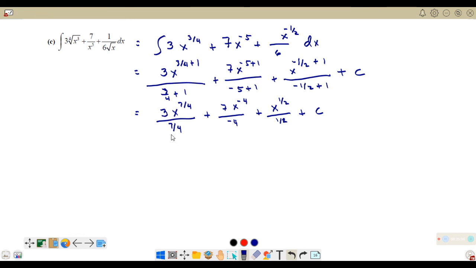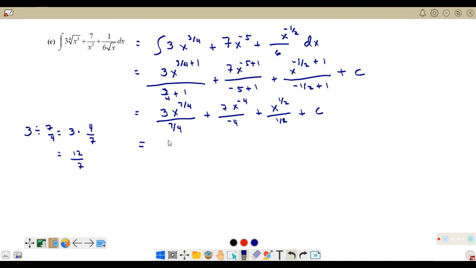Ayan. O, fraction ulit tayo. So, meron tayo dito 3 divided by 7 over 4. Rules of fraction, you are going to change your operation to multiplication and multiply it by the reciprocal of your divisor. Ang divisor natin ay 7 over 4. So, baligtarin natin si 7 over 4. The reciprocal is 4 over 7. Giving us 3 times 4 is 12 over 7.